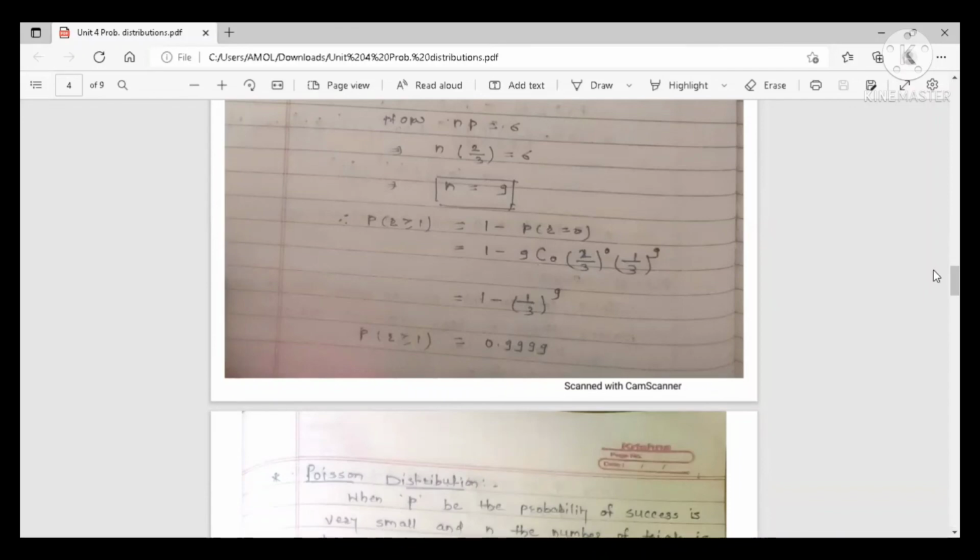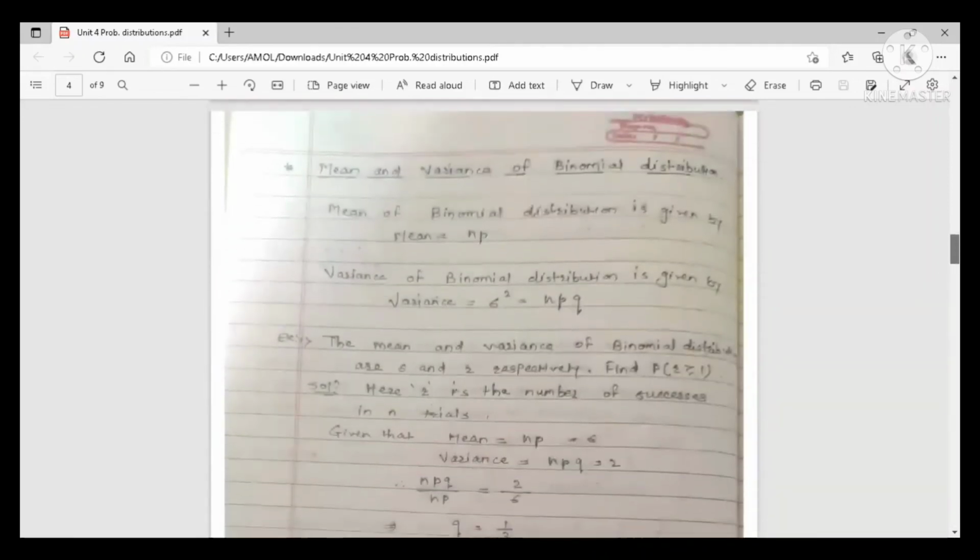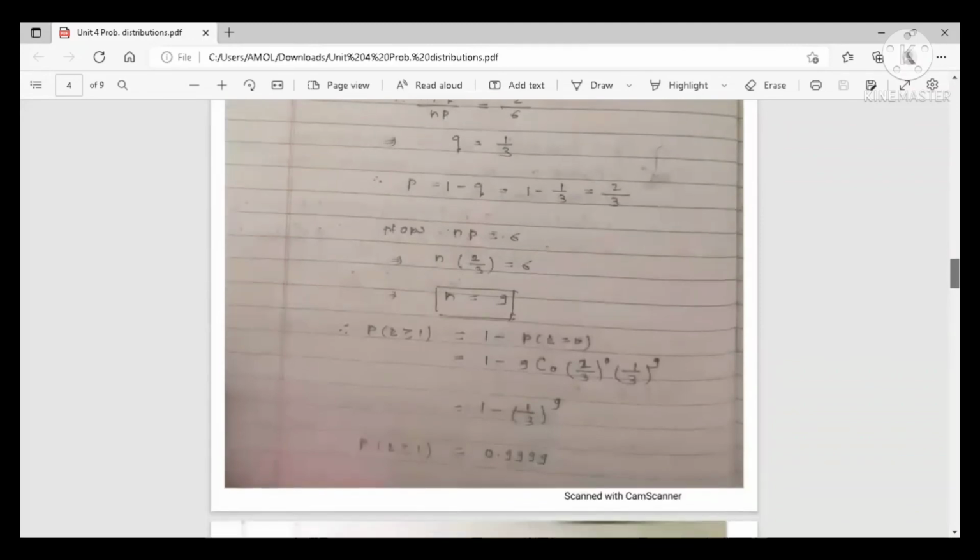So these are the examples on binomial distribution discussed today. Any other topic, binomial distribution is over.